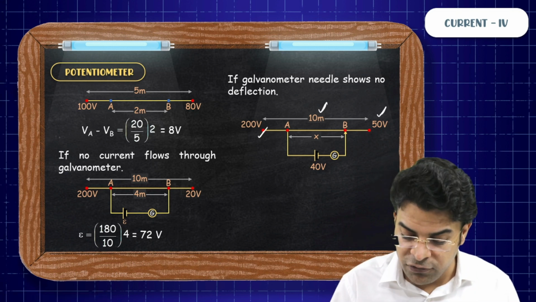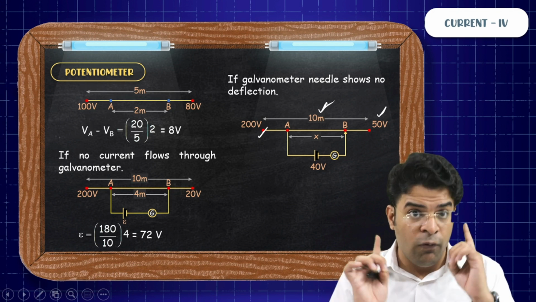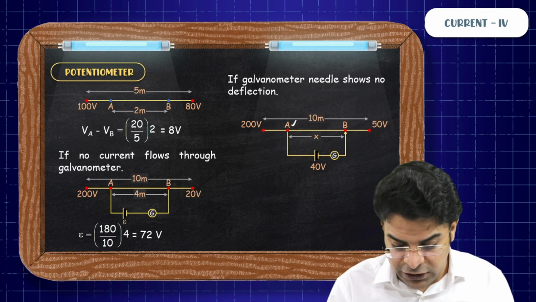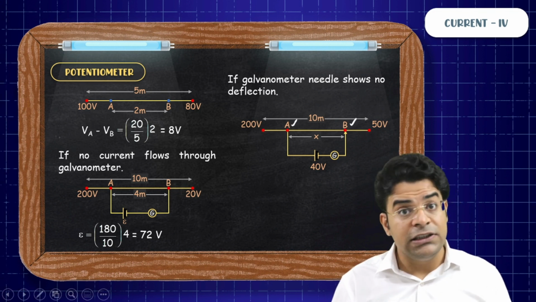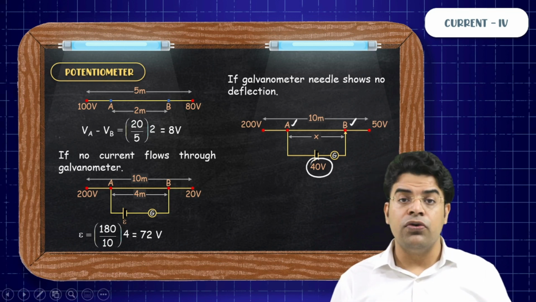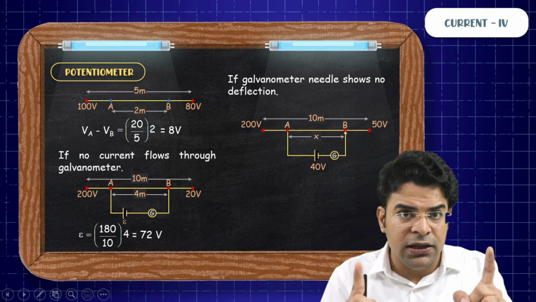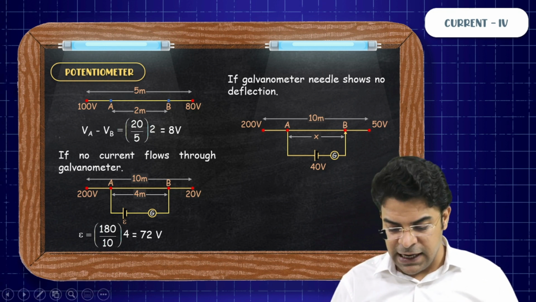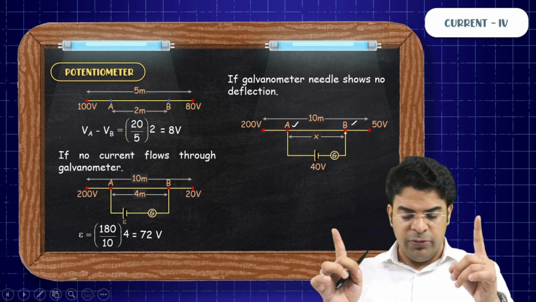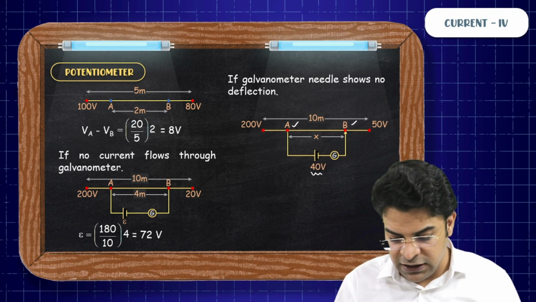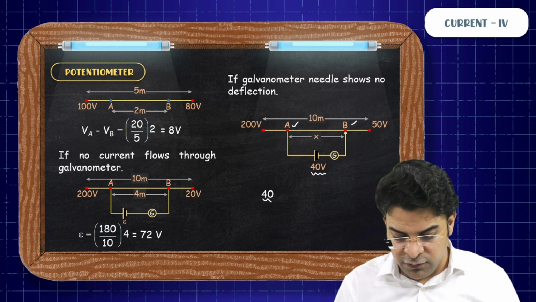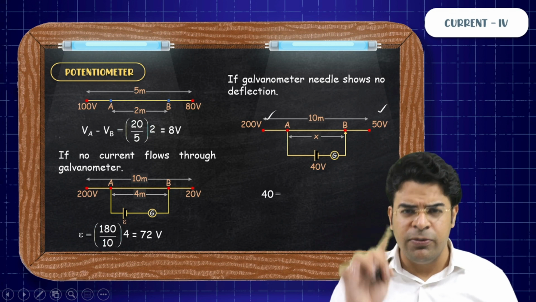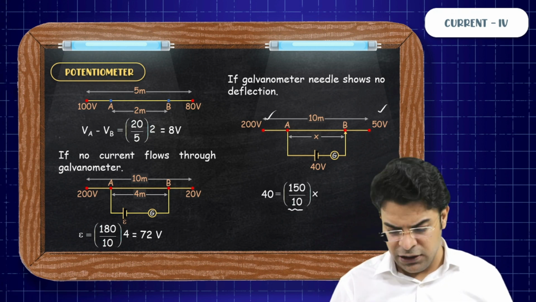So in a length of 10 meter, the potential drops by 150 volt. So no current will flow through the galvanometer when the potential difference between point A and B is the same as that of the EMF of the cell. Now question is, in how much length you will find a potential drop of 40 volt. So you will say that, sir, in the length of 10 meter, the potential drop is 150. So in how much length the potential drop will be 40. So you will say 40, the potential drop, has to be equal to the potential gradient, which is 200 minus 50 by 10, which is 150 by 10, into the length X.